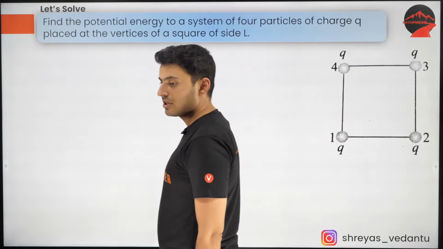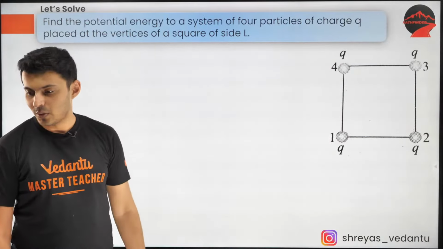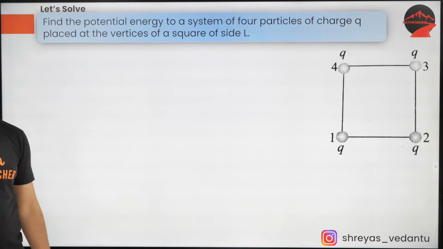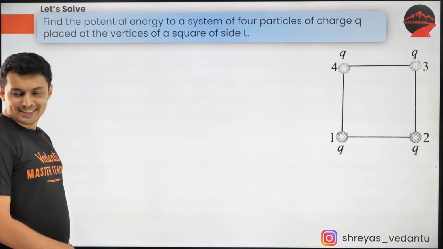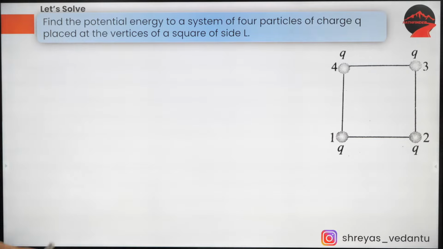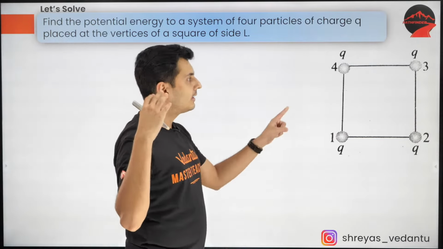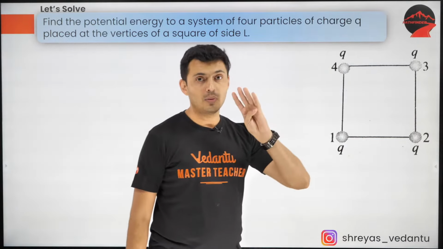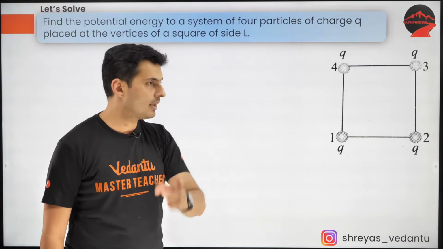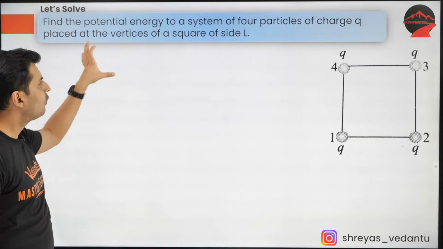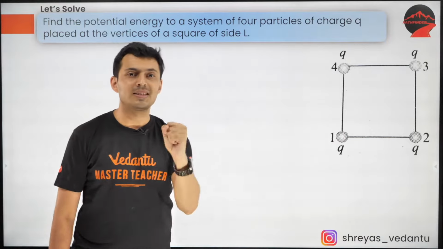Okay, let's start with some questions. Let's see how many of you can do this. Let's do this question. 4 charges are arranged on the 4 vertices of a square. The question is, what is the energy of this system?